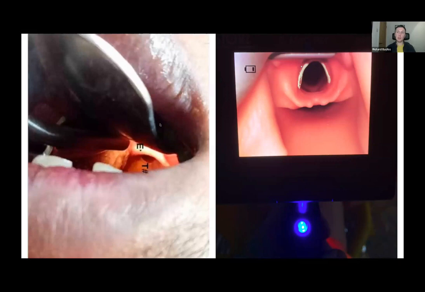Actually, that view is probably better than what you need in order to actually intubate the patient. But you'll be able to see your bougie and your tube come in from the right-hand side of the picture, and you'll be able to visualize it as it passes into the glottis.